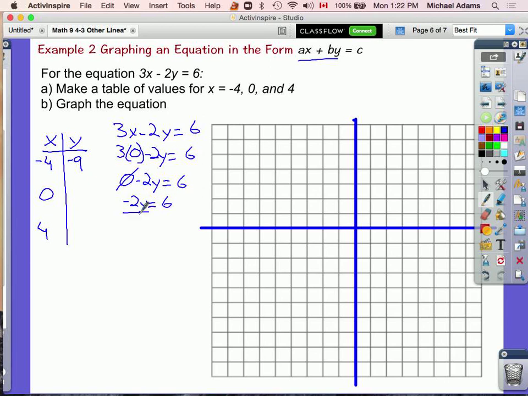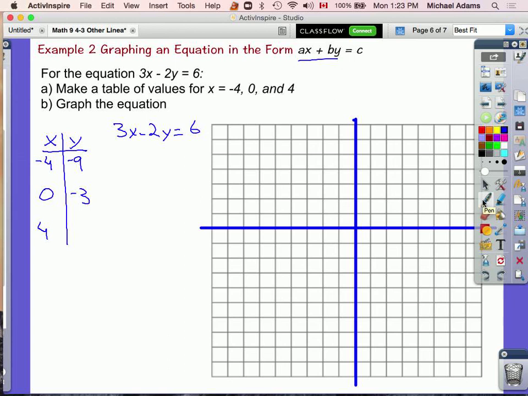And I'm going to divide both sides by negative 2. 2's cancel out, leaves me with y. And over here, I'm going to get negative 3. So when x is 0, y is negative 3. Okay, hopefully you're getting it now. So now I'm going to go ahead and do the next part.